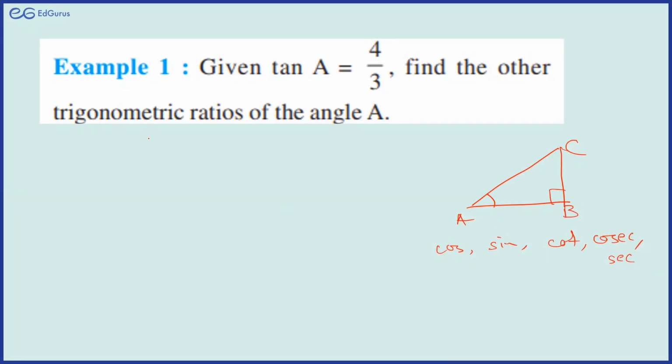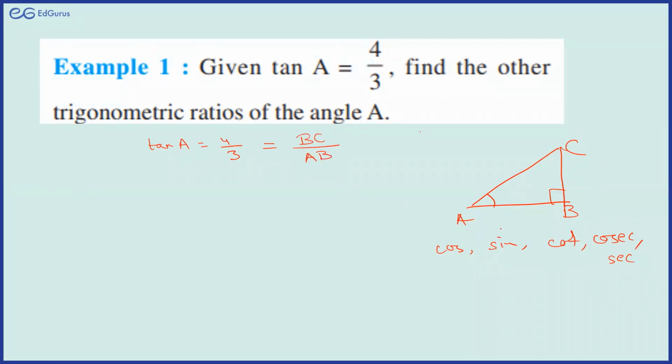So tan of A is equal to 4/3. What does that mean? So 4/3 is the ratio of which two sides? Ma'am, it will be. What is tan A? What is the formula of tan A? Ma'am, it will be P by B. P by B. And what is P here? Ma'am, P is BC. So BC upon AB. Good.